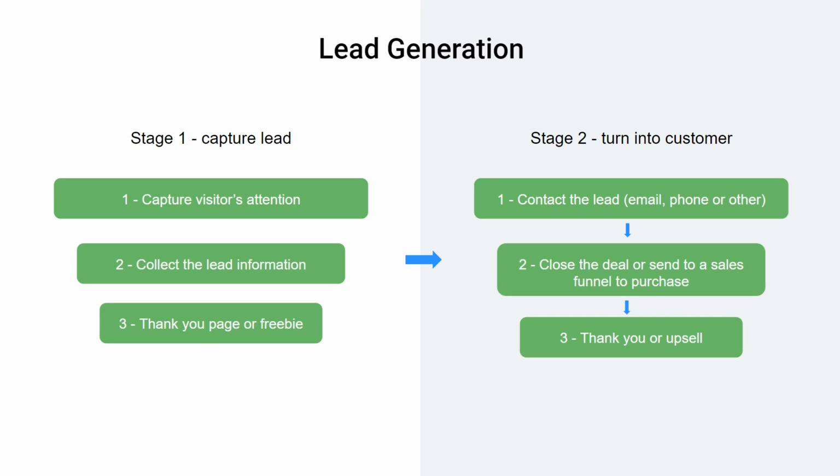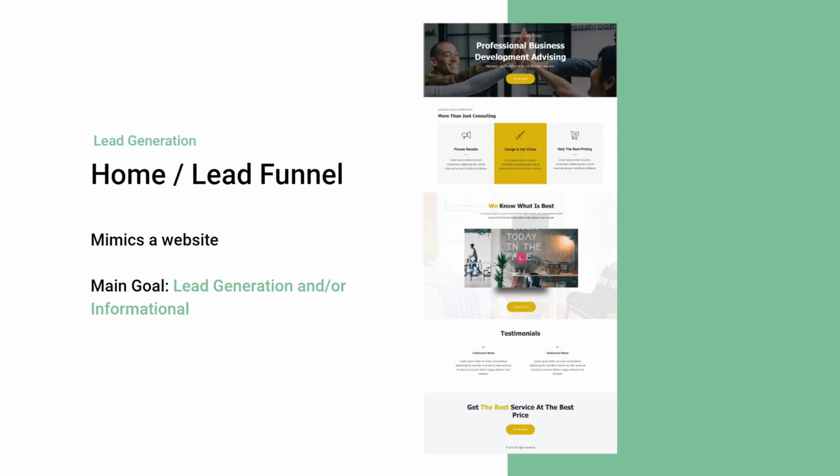So that's the basic flow of lead generation, how to generate leads for your business, getting more people to your business in general. We have different types of lead generation funnels, and this is one of those. I like to call it the home. The idea is that it mimics a website. You can even have a header on top and make it a one-page type of website, with all the most necessary information on that page.